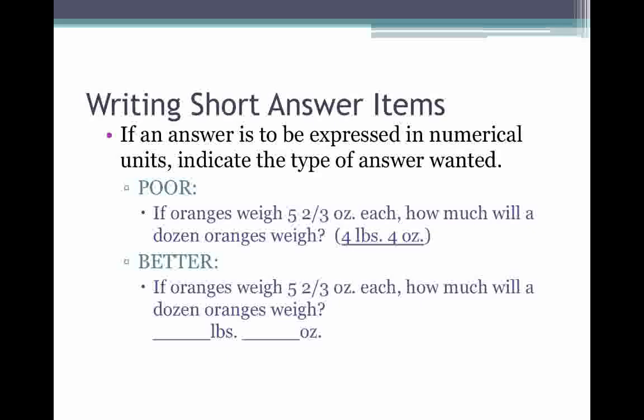If an answer is to be expressed in related units, numerical units, make sure that you indicate what you want in your answer. This will obviously save you a great deal of time in the way in which you phrase and word that related question, and the way in which you have to grade that related question. So we have here pounds and ounces. If we're looking for pounds and ounces, make sure that you specify that accordingly.